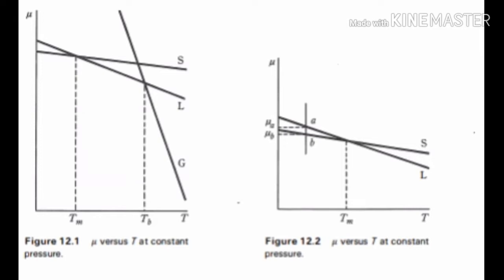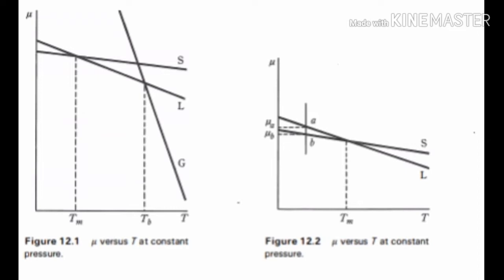If liquid were present in a system at a temperature below Tm, figure 12.2, the chemical potential of the liquid would have the value μ delta, while the solid has the value μ beta. Thus, the liquid could freeze spontaneously at this temperature since freezing will decrease the Gibbs energy. At a temperature above Tm, the situation is the reverse. The μ of the solid is greater than that of the liquid, and the solid melts spontaneously to decrease the Gibbs energy of the system.